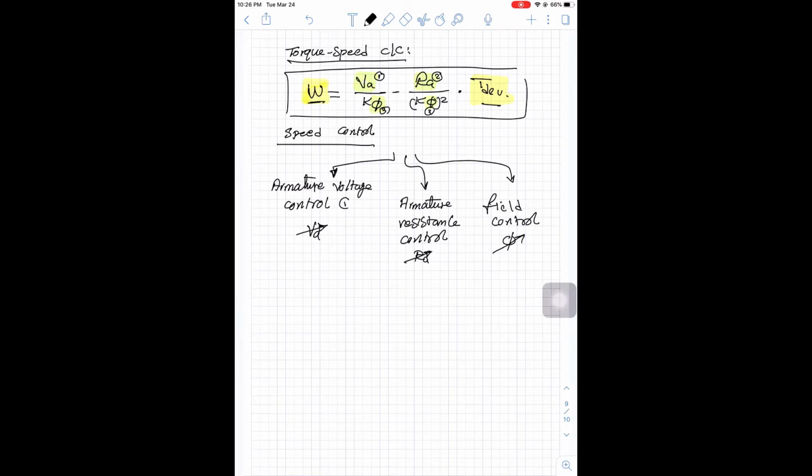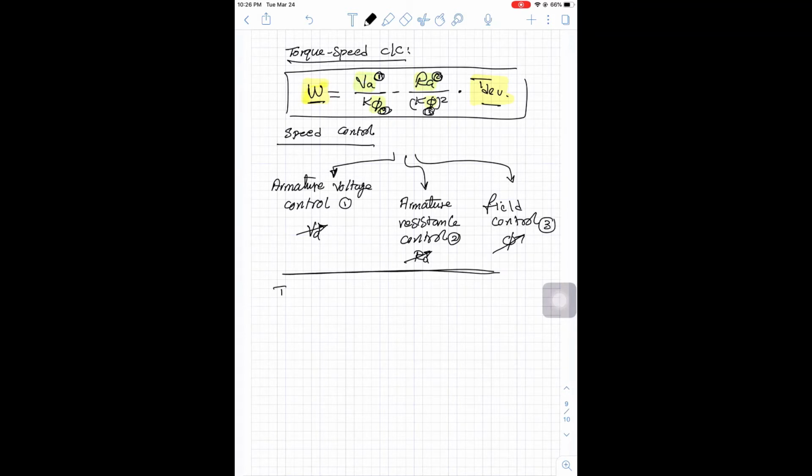So we can do armature voltage control, armature resistance control, or field control, which are the three variables we have here: variable 1, variable 2, and variable 3. These are the control variables that we have, and these are the three types of speed control that we can do for DC shunt machines. Now let's take them one by one and see how we can deal with each.